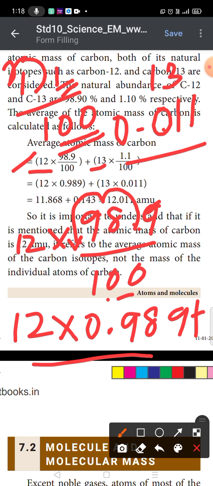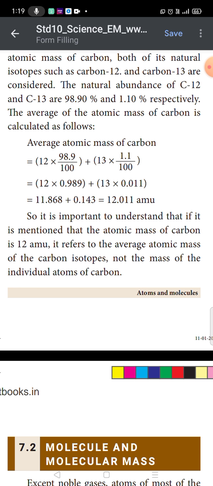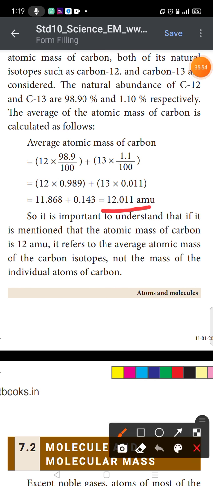You just forget about the decimal and then multiply the whole number. After that, leave 3 digits, put decimal over there. So when we add the value, we will get 12.011 AMU.